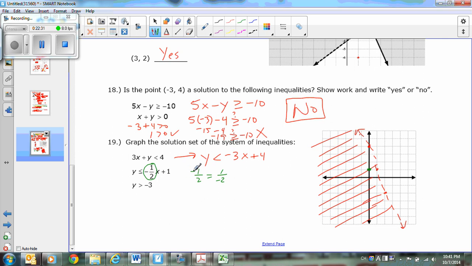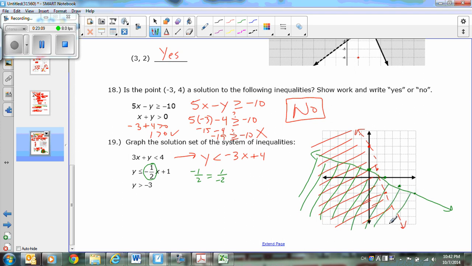If I use this for my slope, I would go down 1 and to the right 2, down 1 to the right 2, down 1 to the right 2. Then I'm going to attempt to draw a solid line through those points. It's really hard on this air slide. I'm so sorry about these straight lines. Use a straight edge on your sheet and it'll look a lot better. Since this is a less than, I'm going to shade below that solid green line. So one inequality to go.